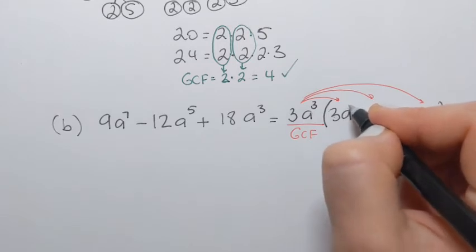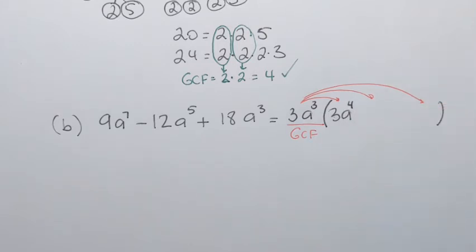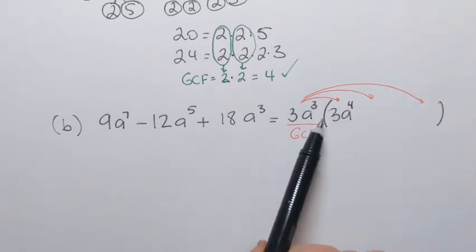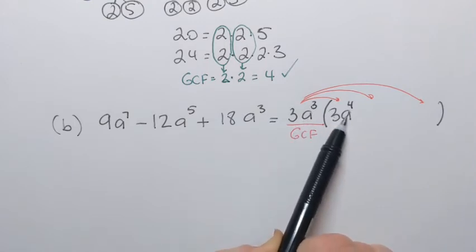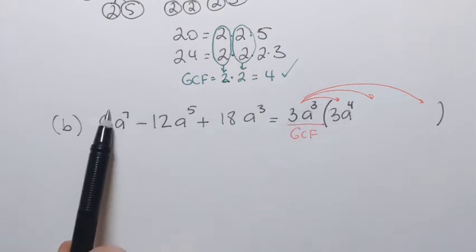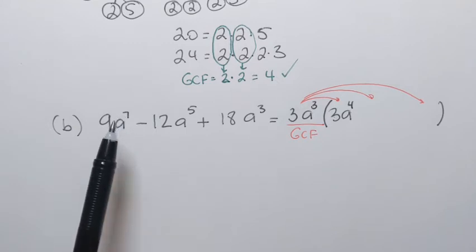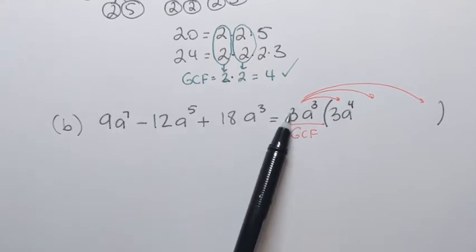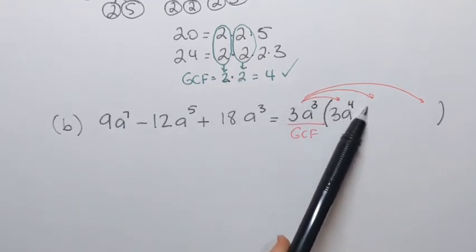Since powers have to be added, I'll have to put 4, power 4. 3 plus 4 is 7, right? So a cubed times a to the 4th power will give me the first original term. Next I'm trying to obtain the second term.